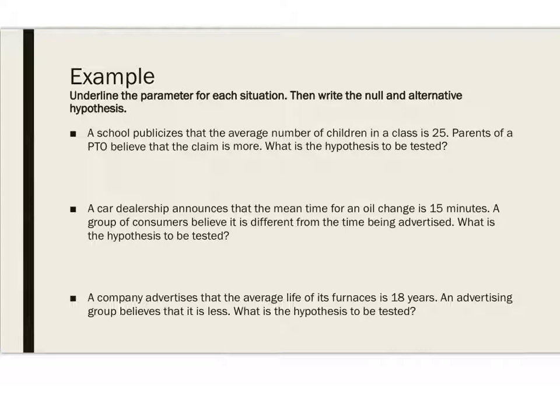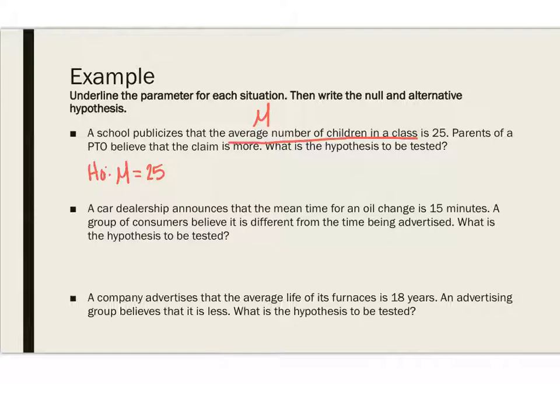So the first thing you want to do is identify what is the parameter of interest. And again, our parameters are mean. Well, what are we talking about here? Let's underline the parameter. The parameter is the average number of children in a class. This is our mu. So we're going to write this as, the null is what the school publicizes. We have no reason not to believe that what they're saying is true. So we're going to start off by saying null is always equal to, and this H0 is equal to, or mu is equal to 25.